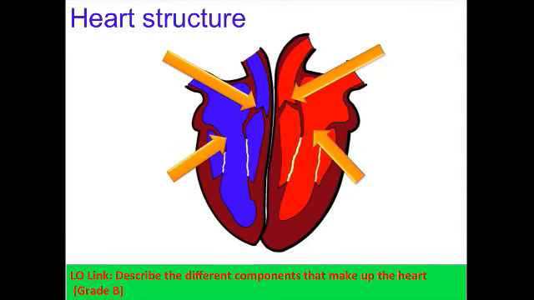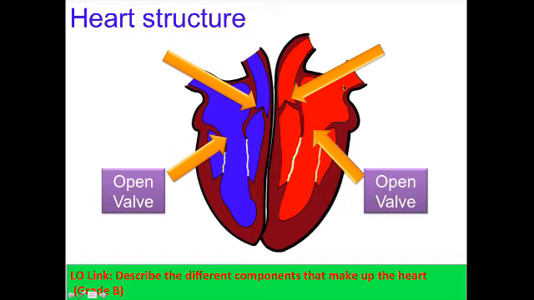Now there's another feature of the heart which makes it a very important organ. Inside the heart, all these chambers are separated by valves. Okay, so we have an open valve here. We can see that there is an opening between the atrium and the ventricle, allowing blood to flow through. We also have another open valve here between this atrium and this ventricle here.